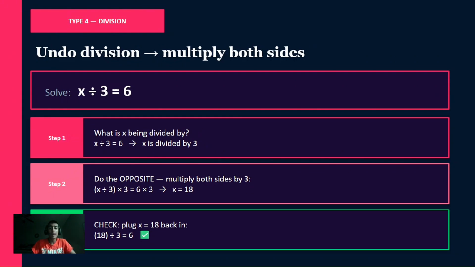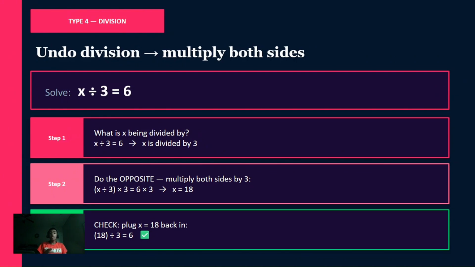We're going to multiply both sides by 3, and x divided by 3 times 3 is equal to 6 times 3, because we're multiplying by 3 on both sides. On the left, dividing by 3 and multiplying by 3 cancel each other out, leaving just x. Or multiplying 1/3 times 3 equals 1, so it cancels it out. Whenever you're dividing by a number, you're multiplying by the reciprocal of that number, or the opposite.